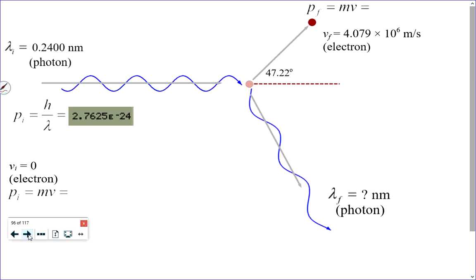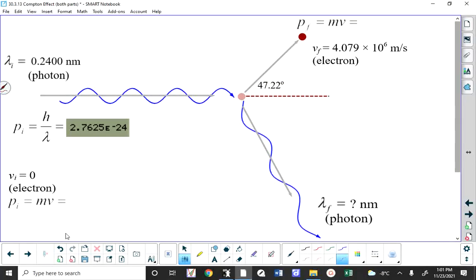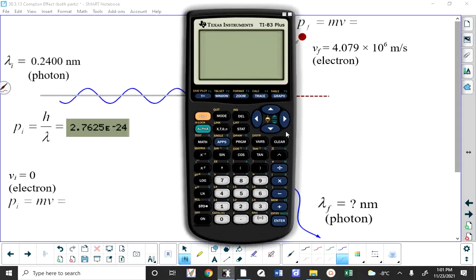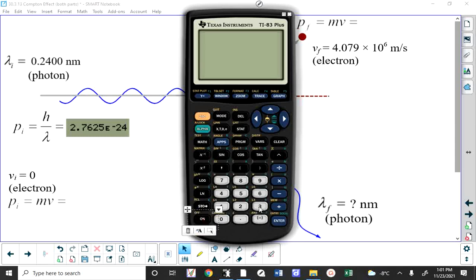I got 2.76 times 10 to the negative 24. So what we're doing here, I'll just take a break from this screen, is we're using this formula. Are you good now? Okay, but maybe I'll just show, just in case. We're taking Planck's constant in standard units, 6.63 multiplied by 10 to the negative 34, and we're dividing by the wavelength.